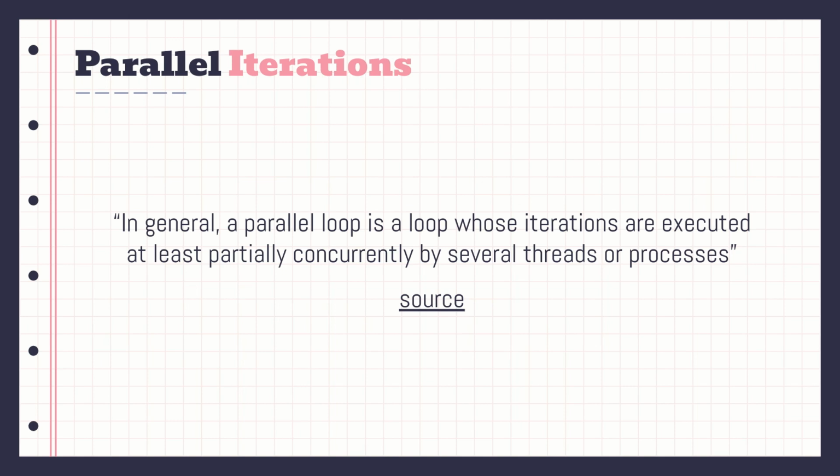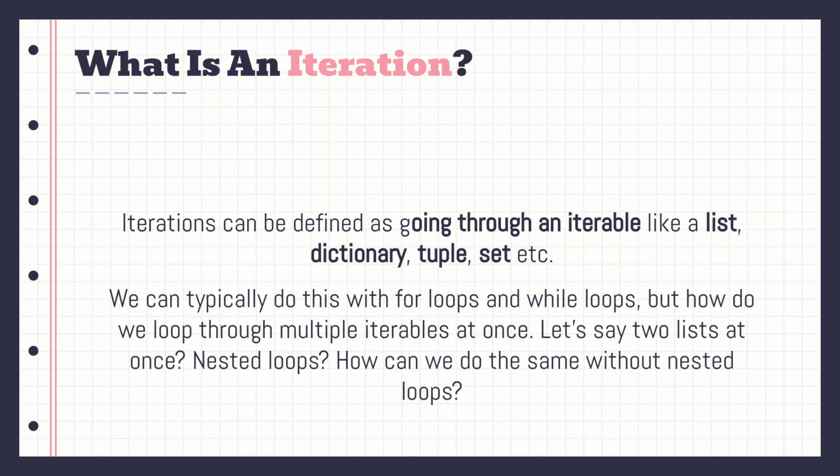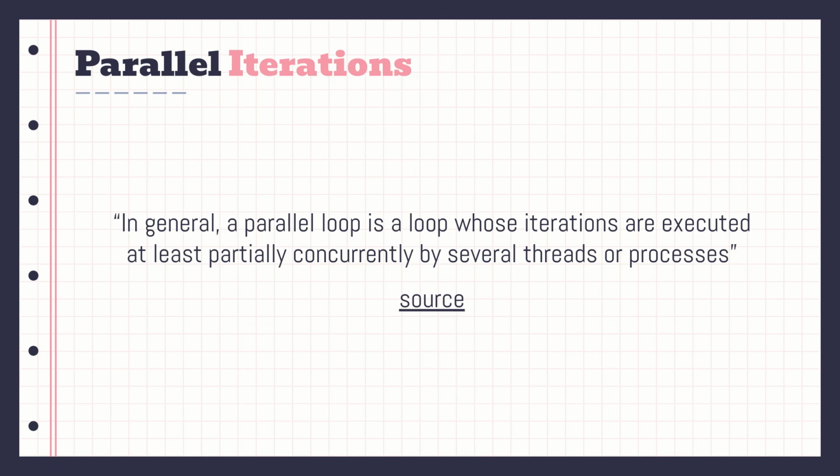So let's jump into it, and first let's try to define what parallel iterations are in Python. I got this definition from the internet: in general, a parallel loop is a loop whose iterations are executed at least partially concurrently by several threads or processes at the same time. This definition might look a bit strange and not so clear, so don't worry about that. We'll look at it in depth as we go along. You can always come back to this part of the tutorial after I cover some concepts, and it will make more sense to you.